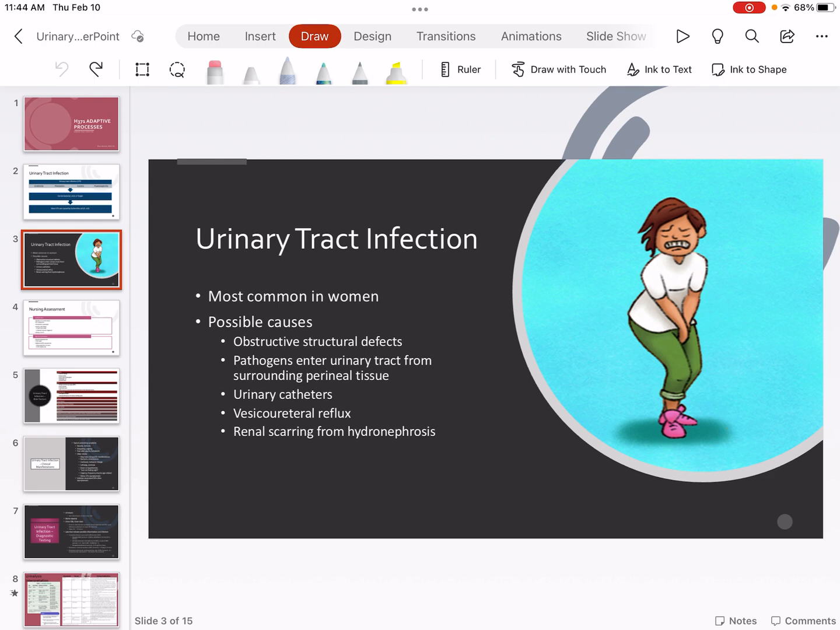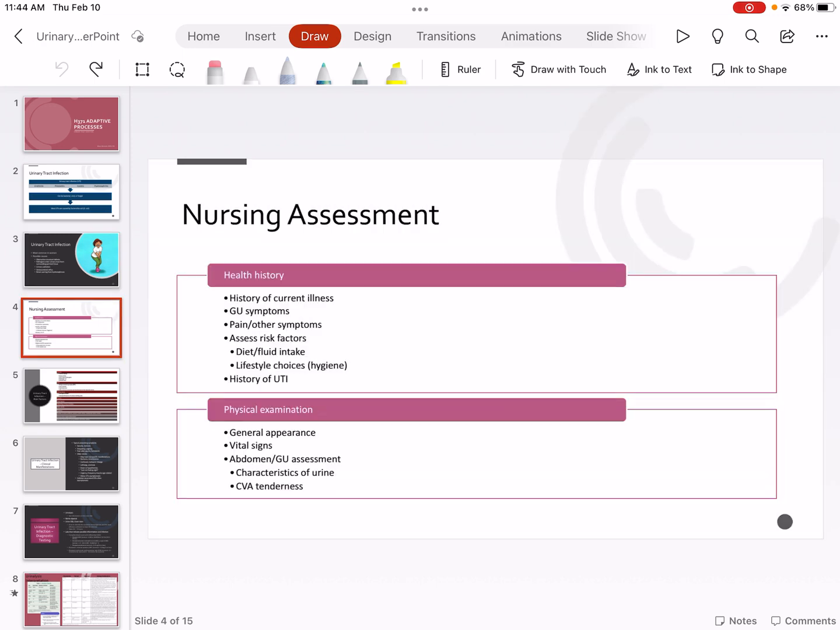So nursing assessment is going to include, as part of your health history, their history of current illness. So, when did it start? What symptoms are you having? Tell me more about what's going on. So GU symptoms, and then pain and any other symptoms.